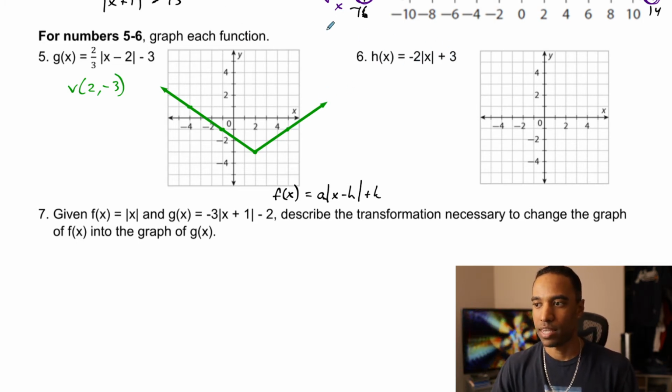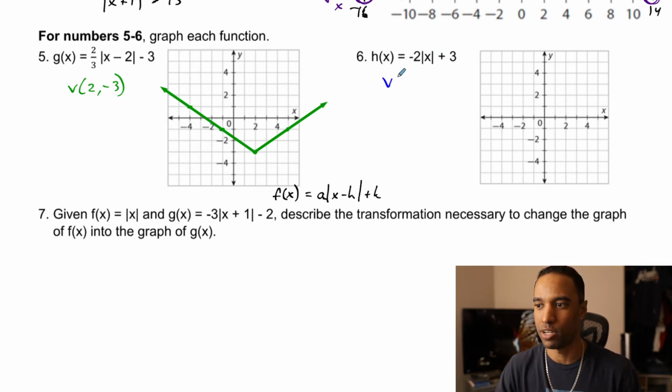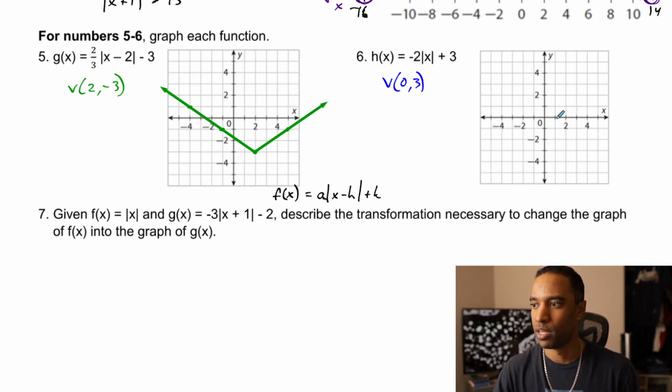The next one right here doesn't have anything within x, so it's like x minus 0. So my vertex is at 0 on x and positive 3 for y. That was a negative 3 here. This is a positive 3 here. This is where I begin, at (0, 3).